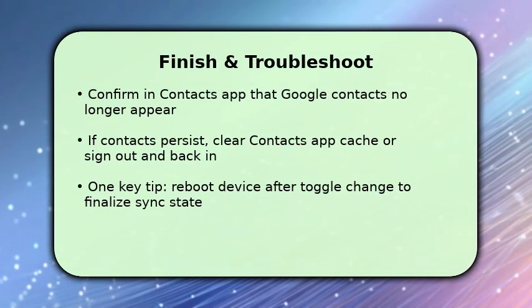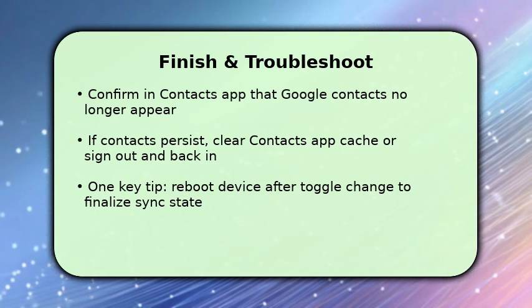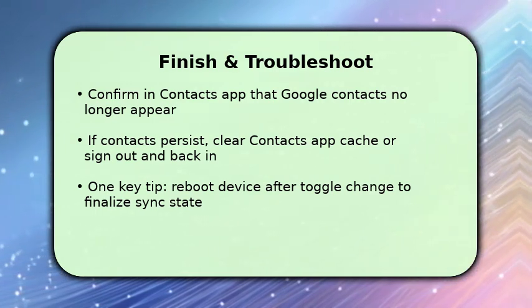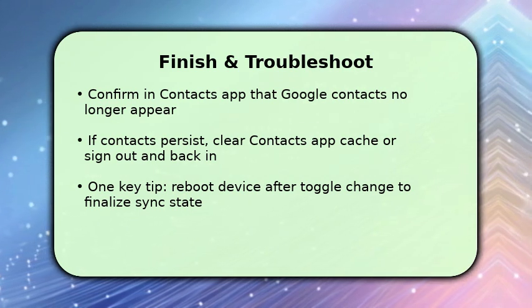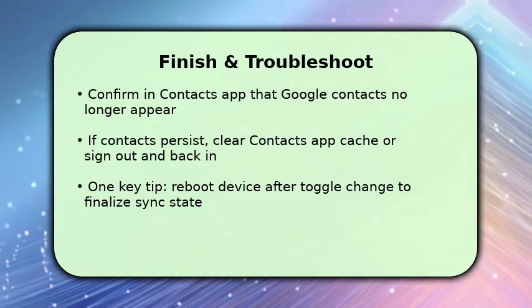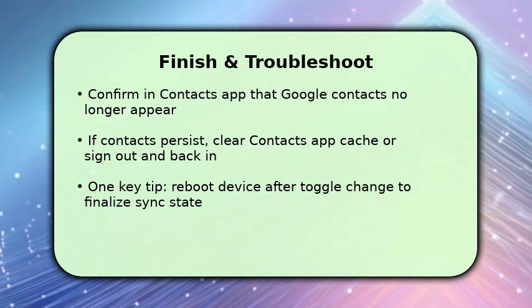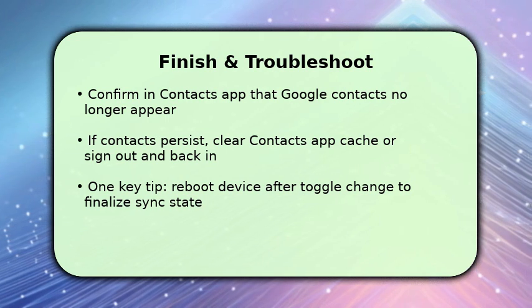Complete the process by opening your Contacts or People app and confirming Google contacts are gone. If contacts still show, force close the app, clear app cache on Android, or remove and re-add the Google account, then check again. Reboot the device to finalize the sync state. This often resolves lingering display issues.